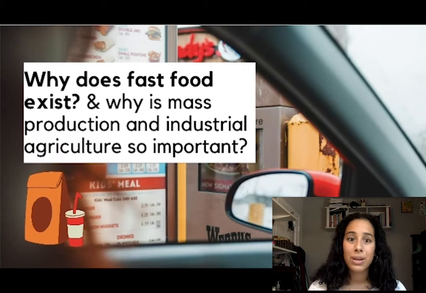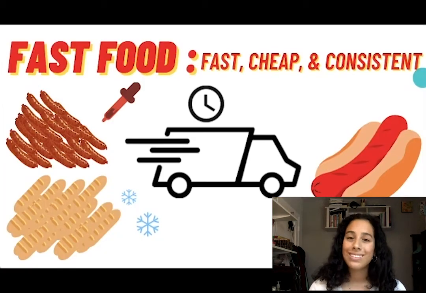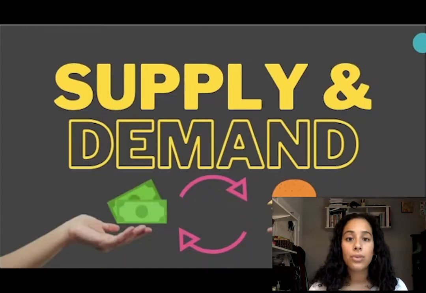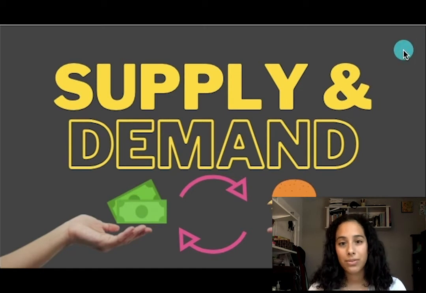The reason why many Americans eat fast food is because fast food is fast, cheap, and consistent. People are always in a rush, so it's no surprise that they are willing to pay for food that is cheap, ready quickly, and tastes good. And the more fast food we buy, the more fast food needs to be made to support everyone buying it. This is called supply and demand. We demand fast food, so companies supply it.